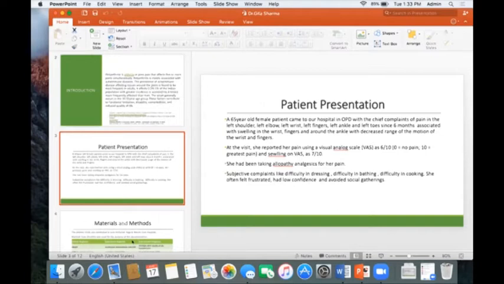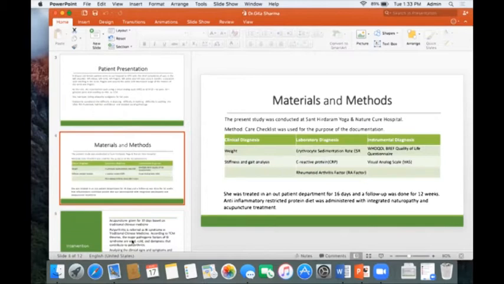Okay. And what were the materials and methods that we used? Basically, we did this study in Sant Tridaram Yoga and Nature Care Hospital. It is the teaching hospital for our Sant Tridaram Medical College of Naturopathy and Yogic Science for Women. It's our teaching hospital, and we did this case study there.